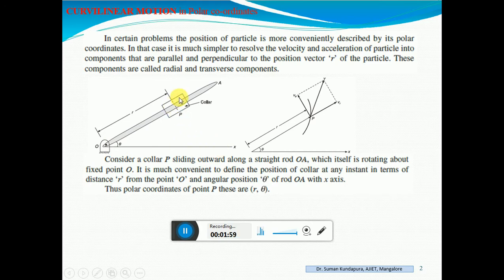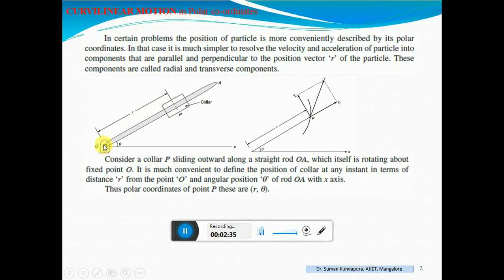So, this particle or the collar is moving away from the point O along the rod, as well as rotating about the point O. This is the condition here. Along this radial direction, the velocity and the acceleration of the particle can be resolved into two components, that is parallel and perpendicular to the position vector r. These components are the radial and transverse components.